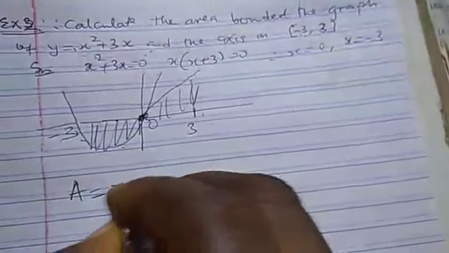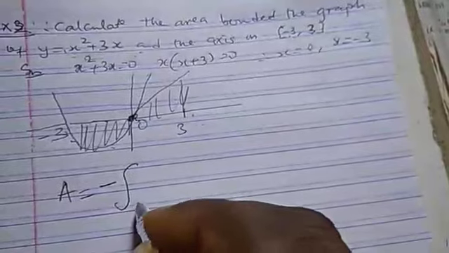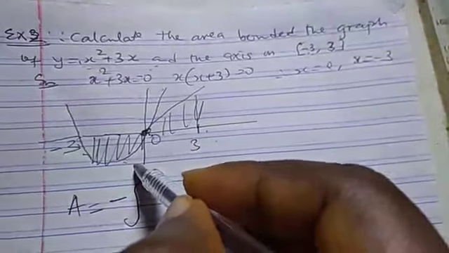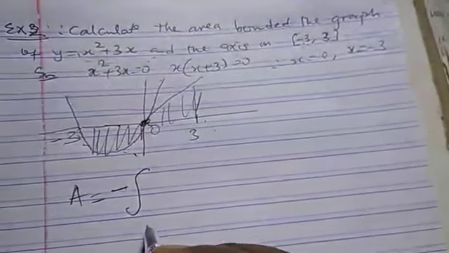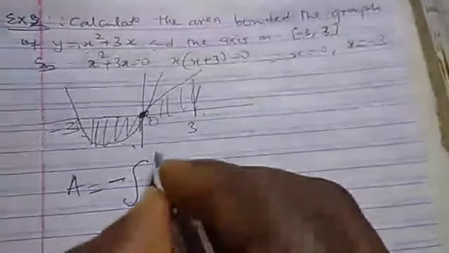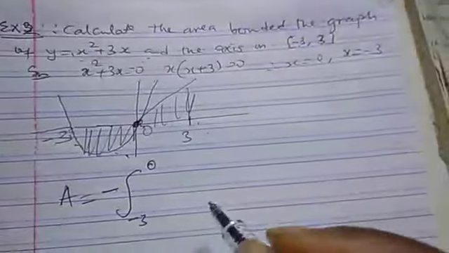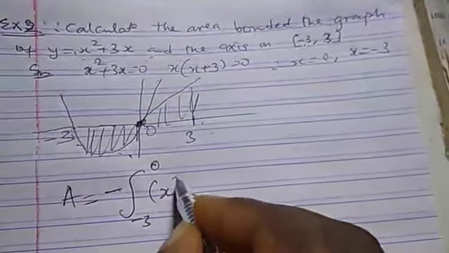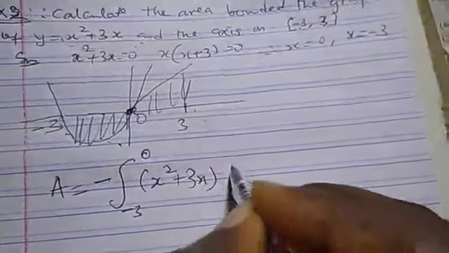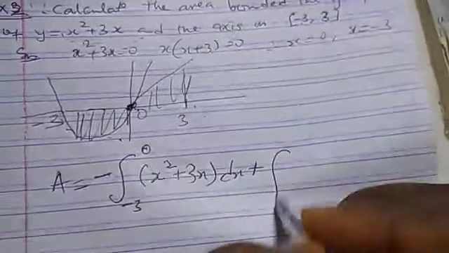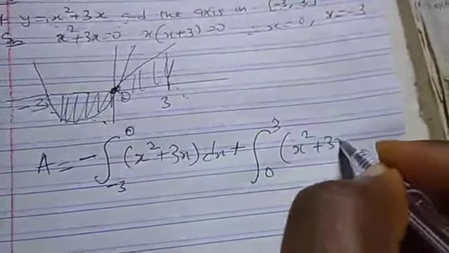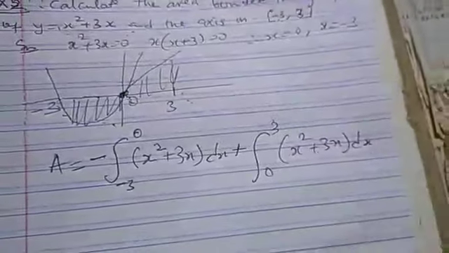The area will be, I will say minus, because from minus 3 to 3, it comes to the negative y-axis. That is why we put minus here. And that is the reason why it is very necessary to know how to draw the graph. So that will be minus 3 to 0, the integral of s squared plus 3s ds, plus the next one, 0 to 3, the function s squared plus 3s ds.